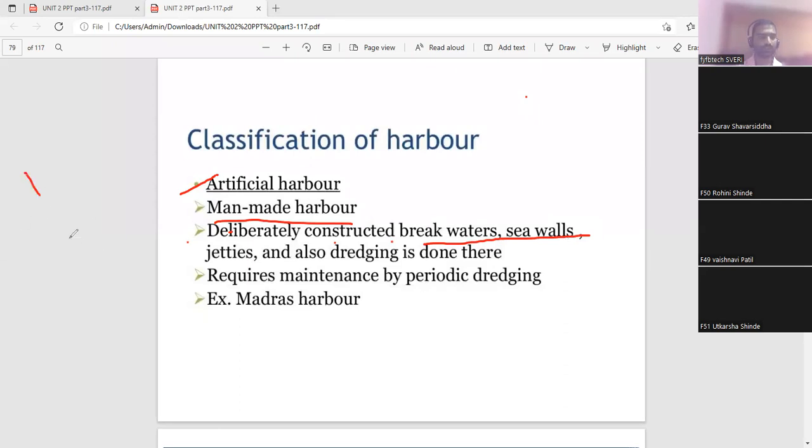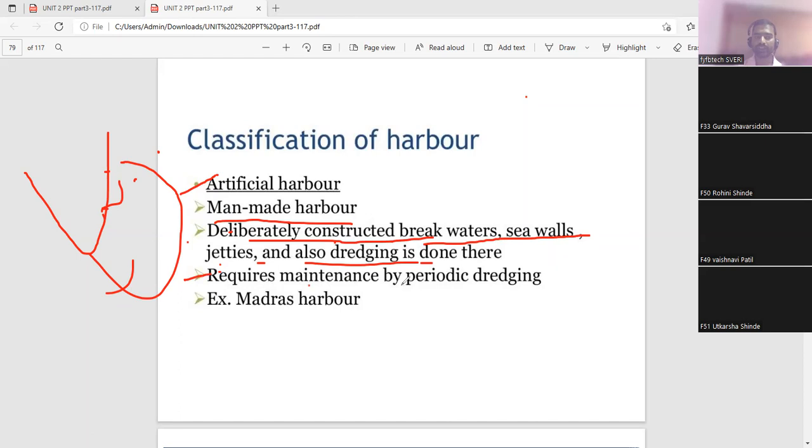So if this is land, and this entire area is water, then artificial harbors are constructed with breakwaters. The water is separated into inside water and outside water. The harbor is deliberately constructed by breakwaters. Jetties are built and dredging is also done. So breakwaters, sea walls, jetties and dredging take place. Dredging means removal of silt from the water in the artificial harbor.